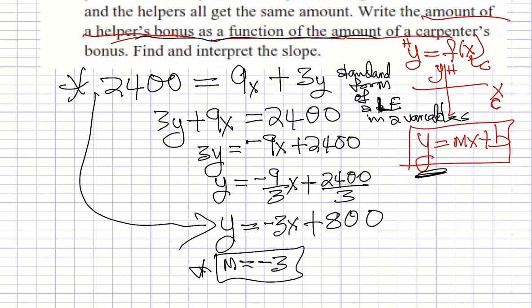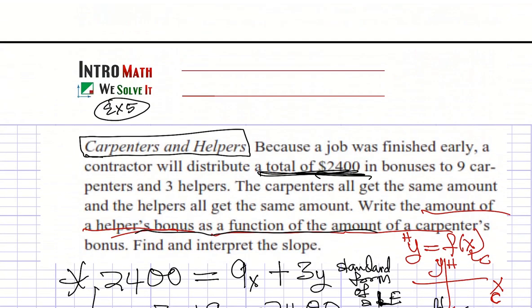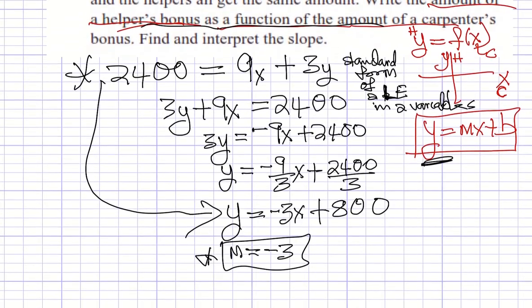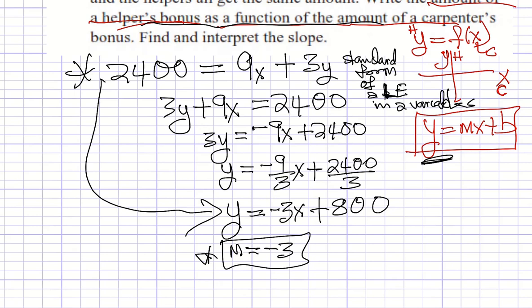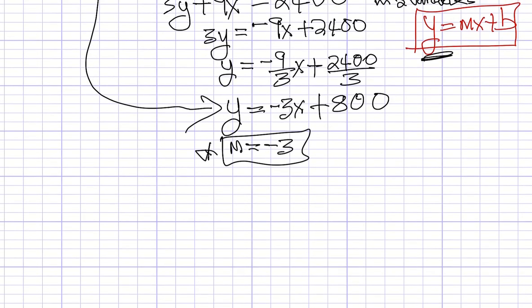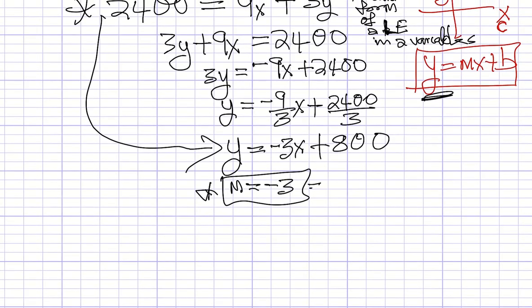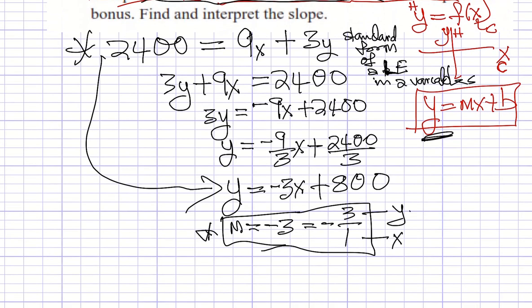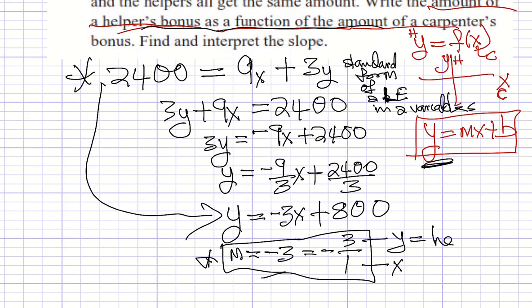Alright, so that means there are 9 carpenters and 3 helpers. So that means, if each carpenter will be given, let me see, actually, write that slope. Do me a favor, like we did before. Let me clear this up, because it will help you to interpret it. Write that as equal to negative 3 over 1. It didn't change anything. It is still the same as negative 3. So this is x and this is y. And what did I say y is? Y is helpers and x is carpenters, right? That will help you interpret this.